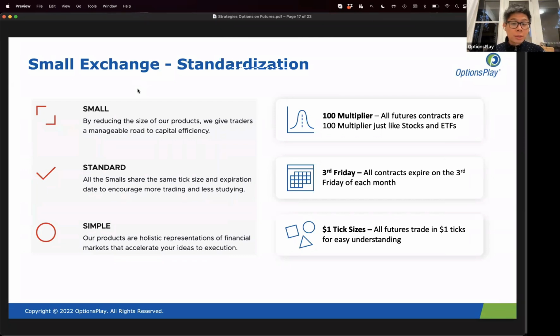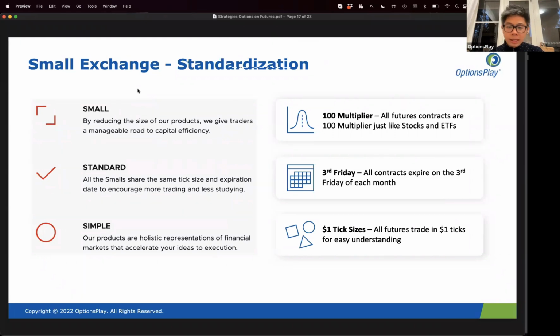Traditional futures also expire on all different times of the month. So imagine if you're trading Apple contracts and they expire on the third Friday and Google expires on the second Friday and Facebook expires on the first Friday. And you have to remember that across the board. Small exchange offers third Friday, the same monthly expiration that you are used to as an equity investor across all of their products. And they're all $1 tick sizes.